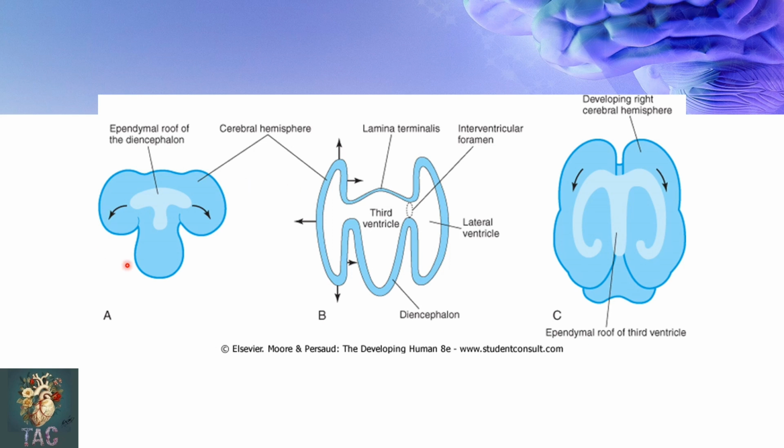So now again have a look at this diagram. Initially the ependymal roof of the diencephalon, and this is the developing third ventricle and lateral ventricle which are connected to each other through the interventricular foramen. Here is the lamina terminalis. In this section you can see the ependymal roof of the third ventricle is forming, and this is the direction of growth of the cerebral hemisphere which will cover all the area of the diencephalon, even the mesencephalon, and also the rhombencephalon as well. So the developing cerebral hemisphere will cover all the areas.